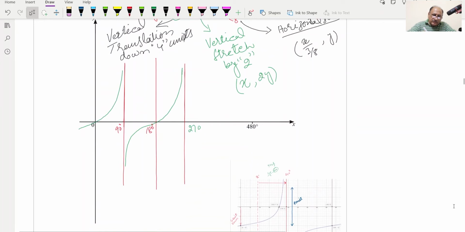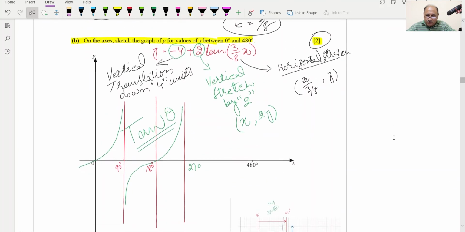tan graph. This is what? This is tan theta, right? So this is the tan theta curve. We'll have to apply these 3 transformations on this one. So how will this graph look?